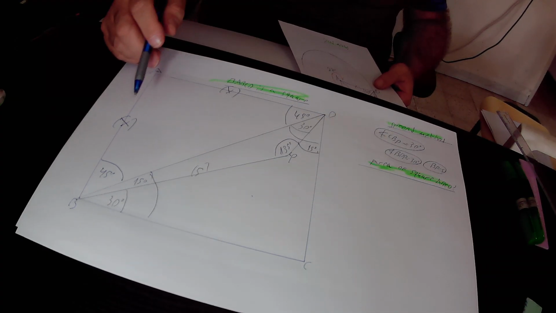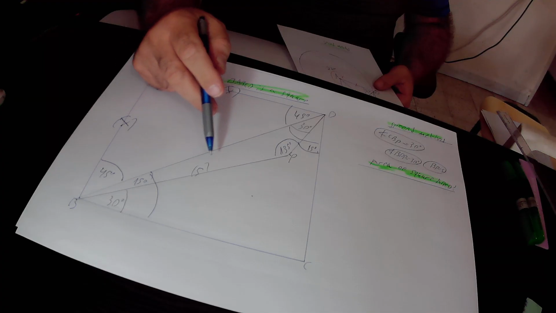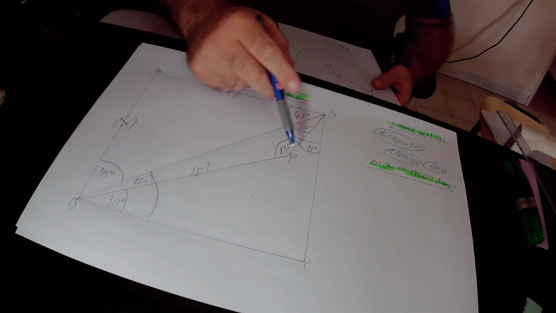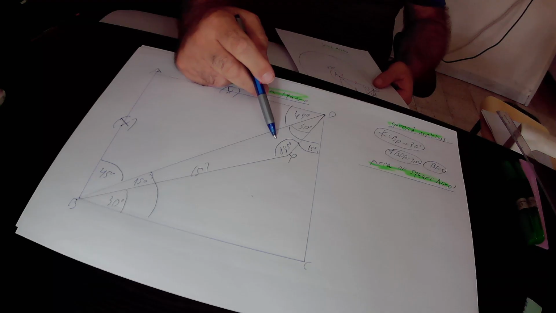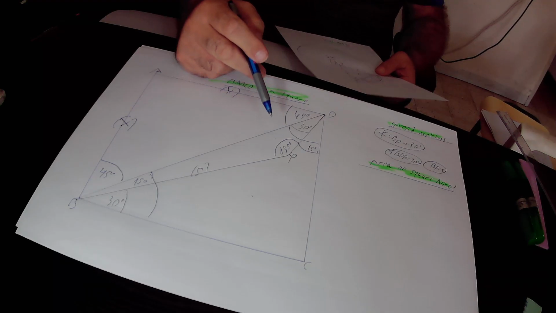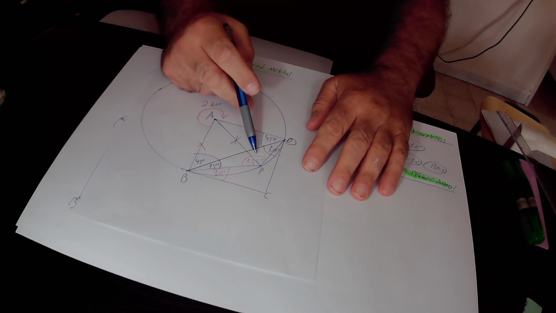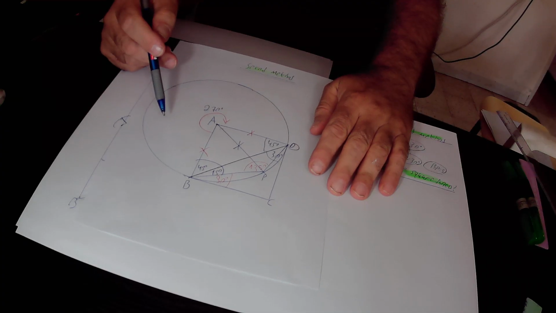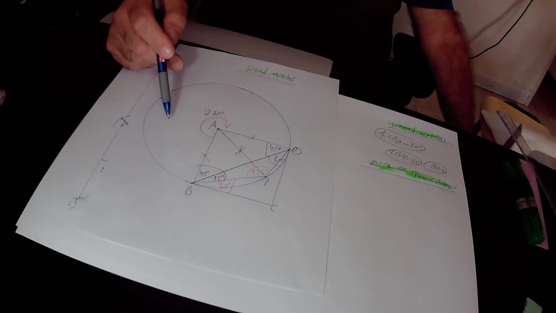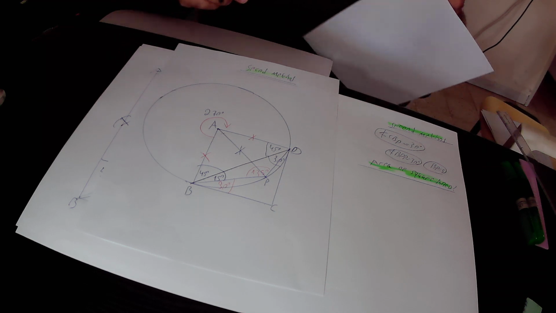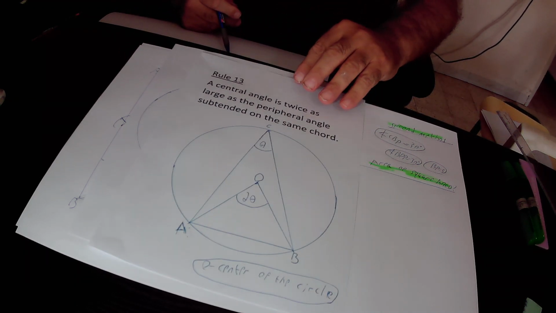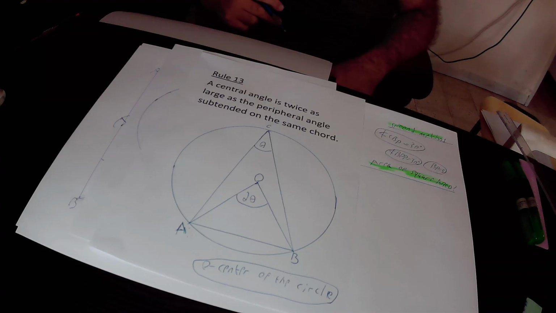We already found out that angle BPD is equal to 135 degrees in size. Here we can implement rule 13. I can click on rule 13. According to rule 13, the central angle is twice as large as the peripheral angle subtended on the same chord.